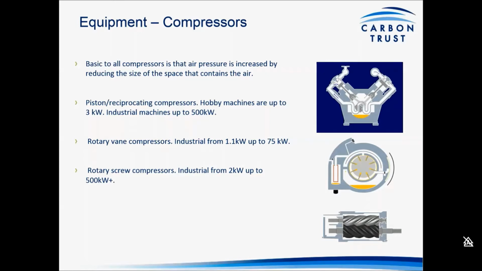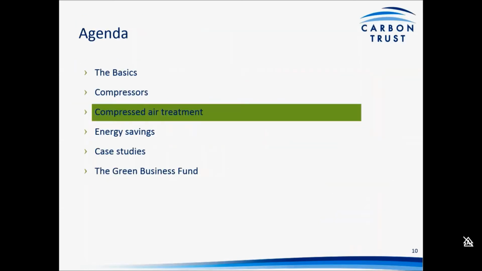And then you've got the rotary screw compressors. They're probably the most common that we would come across. And again, in industry, they'll go all the way up to 500 kilowatts and beyond.